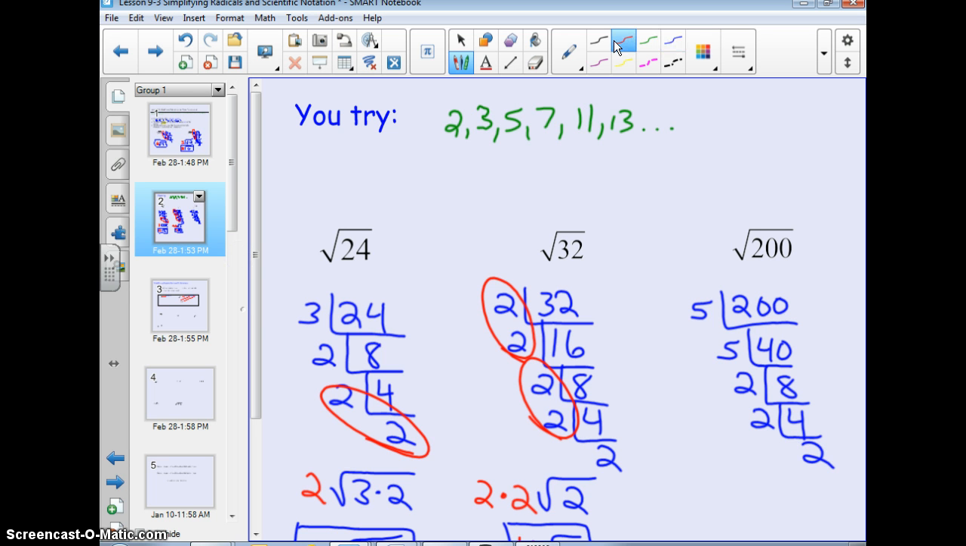So now I'm going to find all of my pairs. I have a pair of 2's and a pair of 5's. So those both come out. And then I've got a single 2 left over. So my final answer, if I multiply 5 times 2, will be 10 square root of 2. Or you can read that as 10 rad 2.